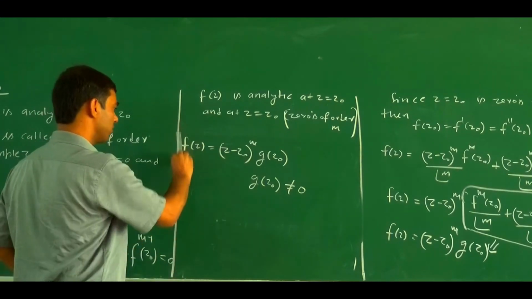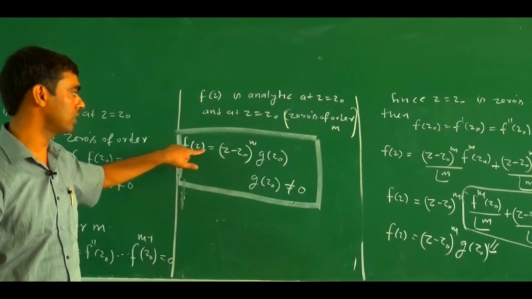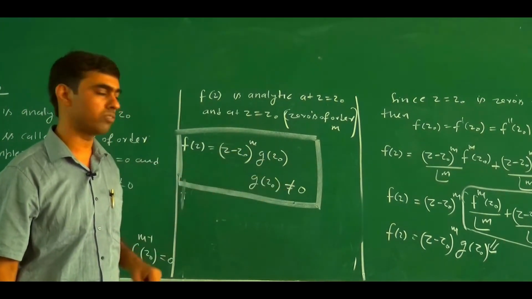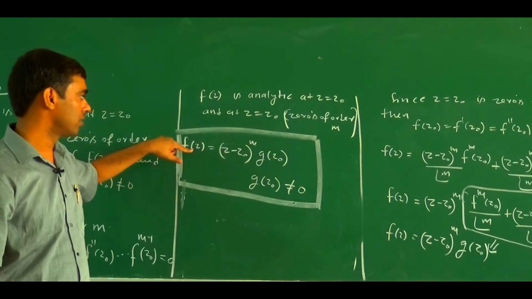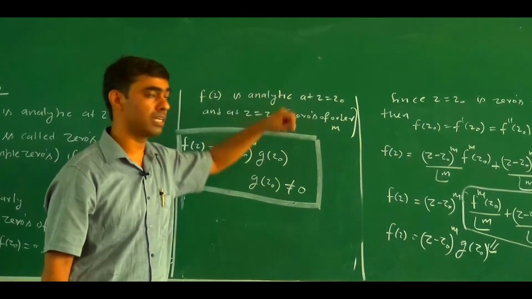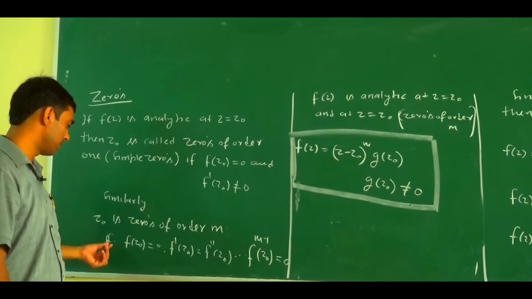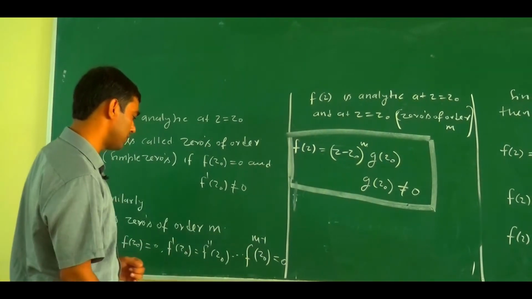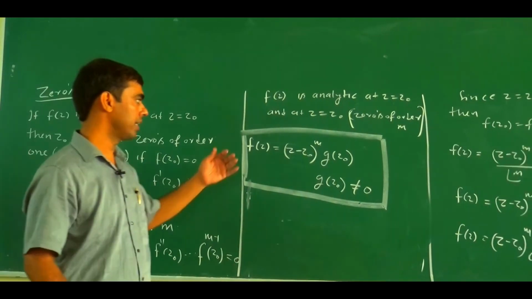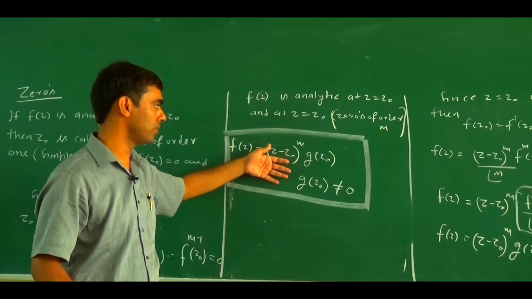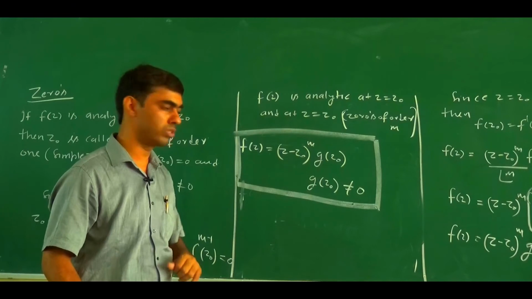If we are able to write any function in this form, if a given function can be written in this form, f(z) equals (z minus z0) to the power m times g(z), provided g(z0) does not equal 0, then we say that at z equals z0 the function has a zero of order m. And what is the initial condition? The initial condition is that f(z) is analytic at z equals z0. So this is the equivalent definition of this one: z0 is a zero of order m if f(z0), f dash z0, up to f^(m-1)(z0) equal 0 and f^(m)(z0) does not equal 0. Either in this form, or if f(z) is analytic at z equals z0 and we write it in this form with (z minus z0) to the power m, then we say that the function has a zero of order m provided g(z0) does not equal 0.